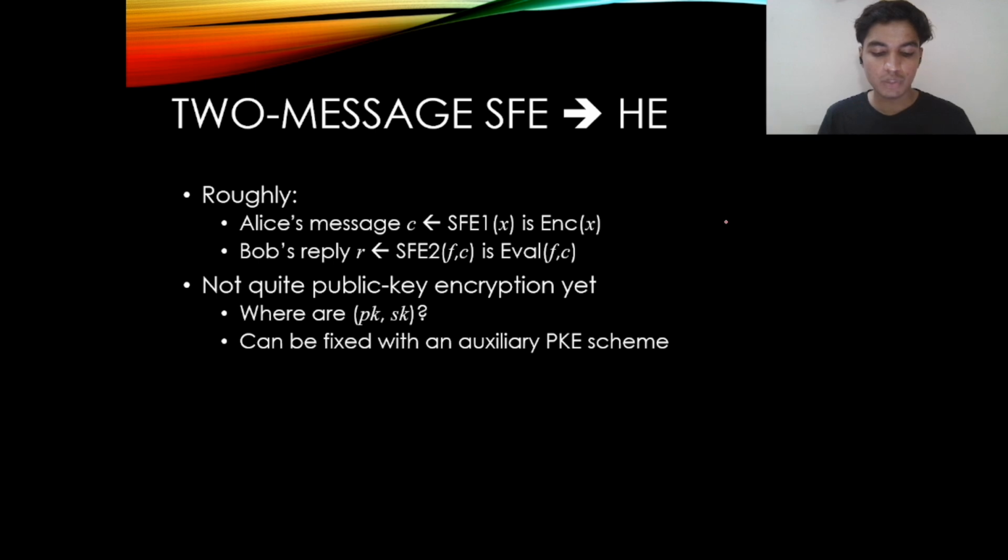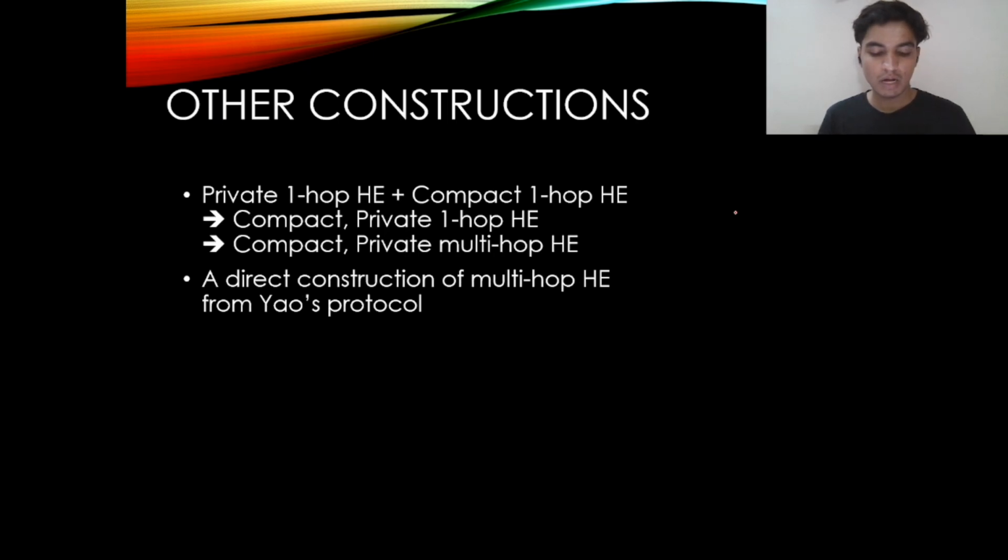From SFE to HE. By simulating homomorphic encryption via two-message SFE, Alice sends the encryption of x, and Bob replies with the evaluation of f on c. This requires a public key encryption layer for completeness. In another construction, chaining private one-hop homomorphic encryption with compact one-hop homomorphic encryption gives multi-hop compact private homomorphic encryption. Some schemes are built directly from Yao's garbled circuit for efficiency.